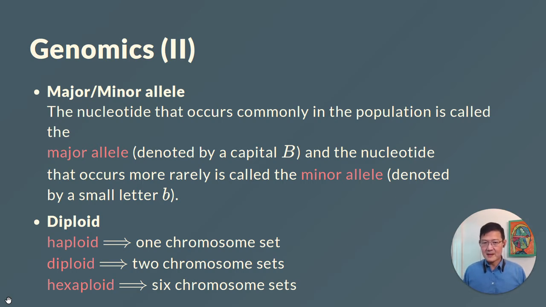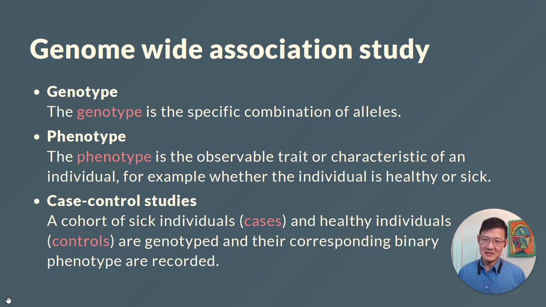Then there's this other word. As we know, humans have two chromosome sets, not two chromosomes, sorry, and we call it a diploid organism. If you have one chromosome set, it's called a haploid organism, and there are organisms like wheat, for example, that are called hexaploid organisms.